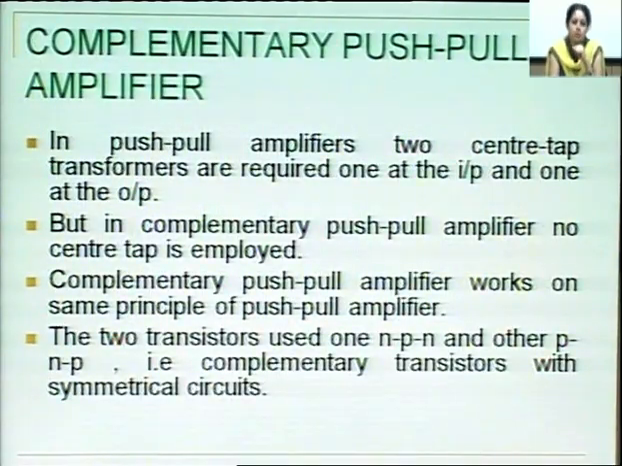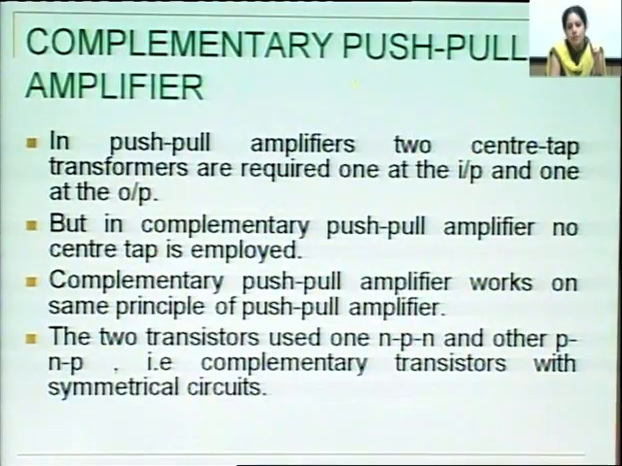Now, the complementary push-pull amplifier, this is the last topic of this chapter. The complementary push-pull amplifier is a further modification of the push-pull amplifier. In the push-pull amplifier, the disadvantage was that one battery provides supply to both transistors, but equal supply is not provided to both. In push-pull amplifiers, two center tap transformers are required, one at the input and one at the output. This is also a disadvantage of the push-pull amplifier.